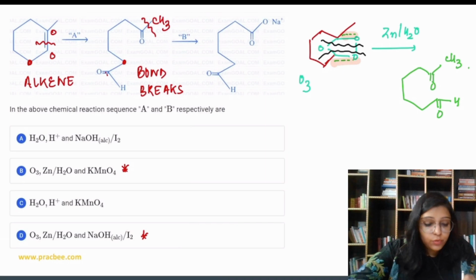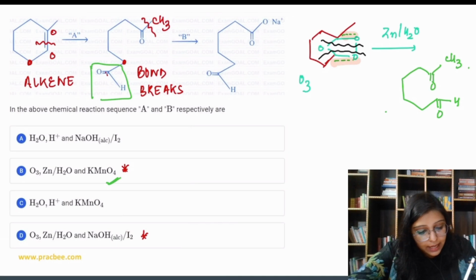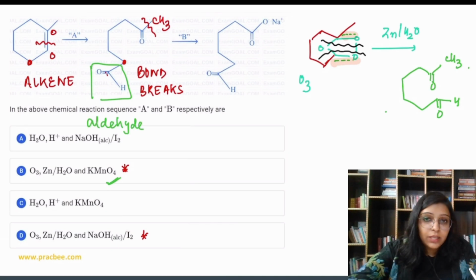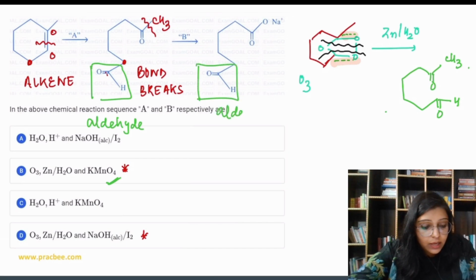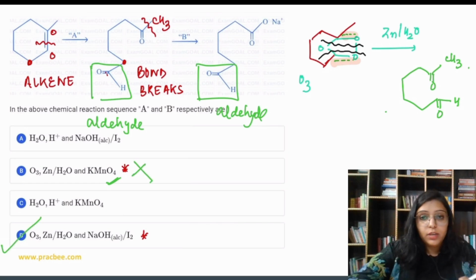If KMnO4 should be the option, what will KMnO4 do? It will oxidize aldehyde to carboxylic acid. Here we have an aldehyde group, and the aldehyde group should be converted to carboxylic acid in the presence of KMnO4. But here we have aldehyde only. So this option is incorrect and this option is correct.